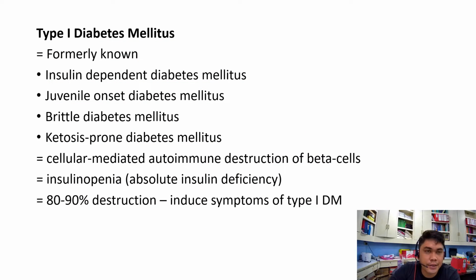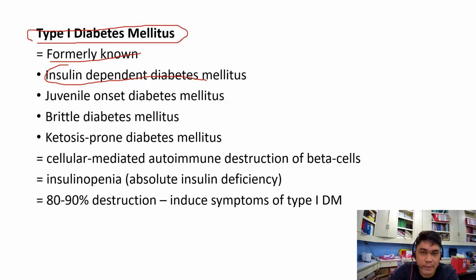Next is the different types of diabetes. First, you have type 1 diabetes mellitus, formerly known as insulin-dependent diabetes mellitus. Type 1 diabetes mellitus patients are highly dependent on insulin administration, so that is why it's formerly known as insulin-dependent diabetes mellitus. But there are cases of type 2 DM that need insulin administration. So the term insulin-dependent diabetes mellitus is not appropriate for type 1. That's why we use type 1 diabetes mellitus nowadays.